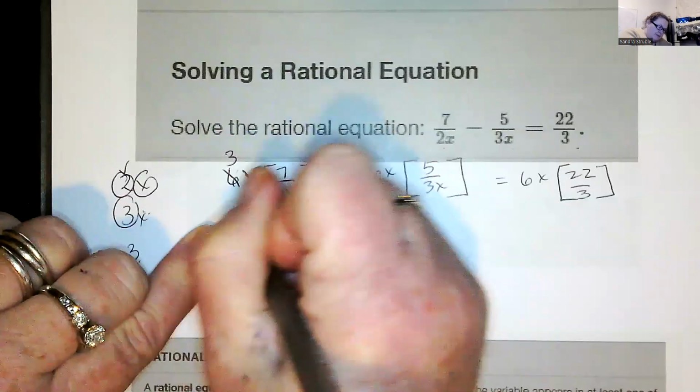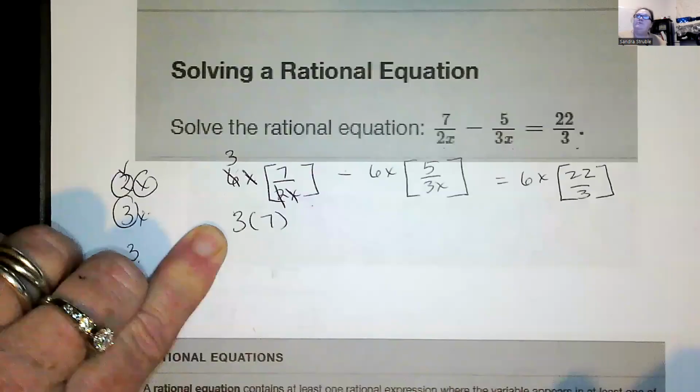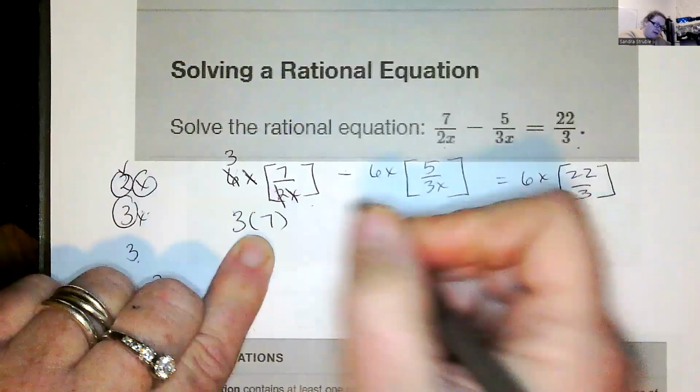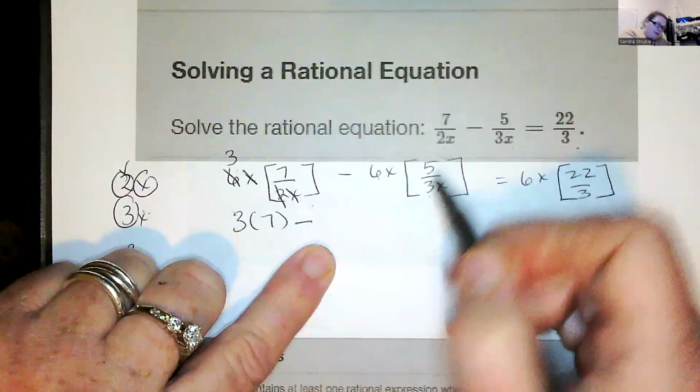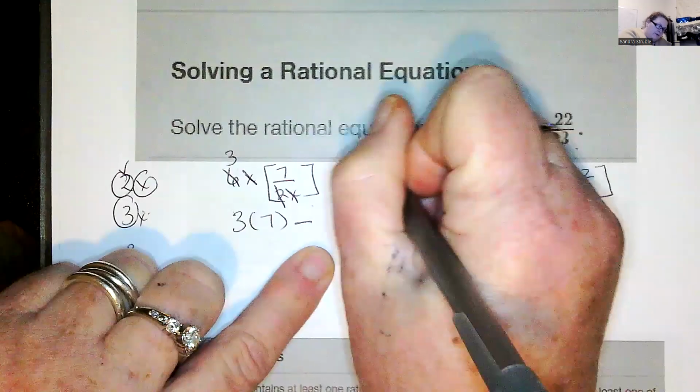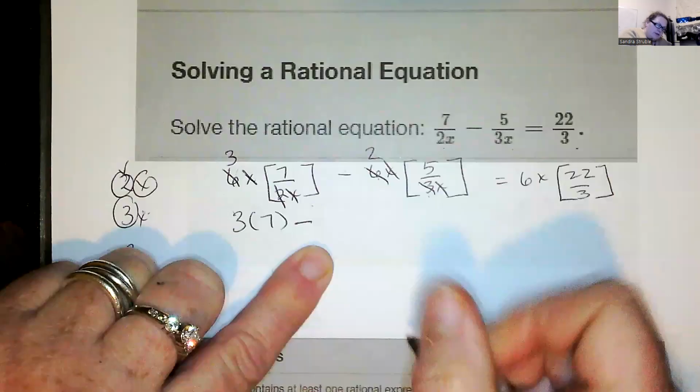So I have 3 times 7. There's the first term. Now let's go to the next one. It's going to be a negative. 6 divided by 3 is 2, and the x's cancel each other out. So that's 2 times 5.